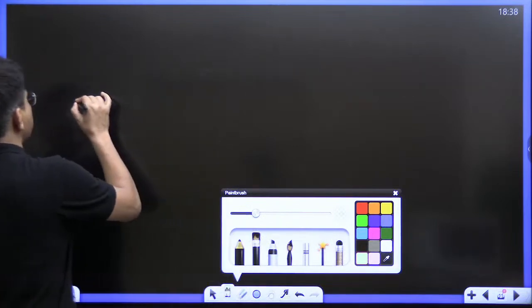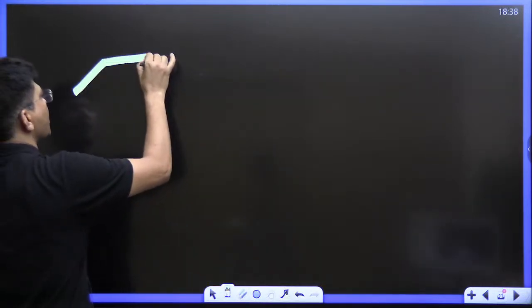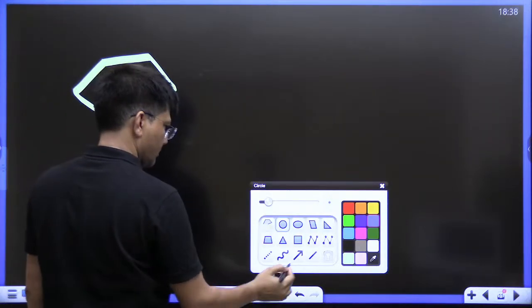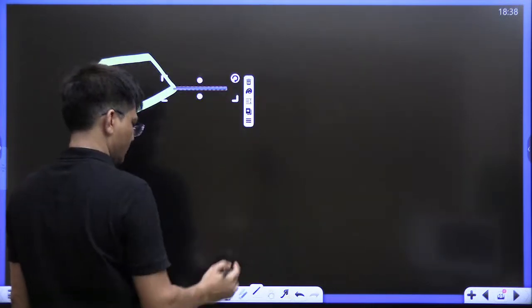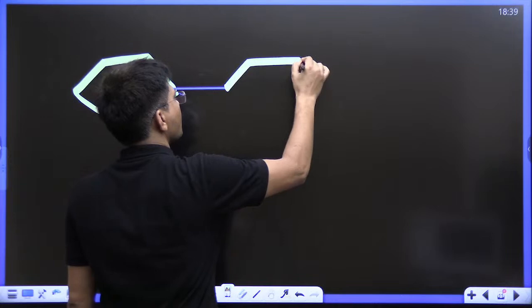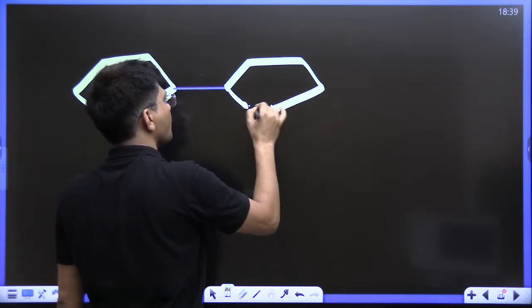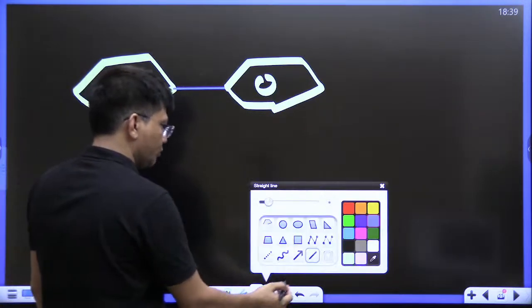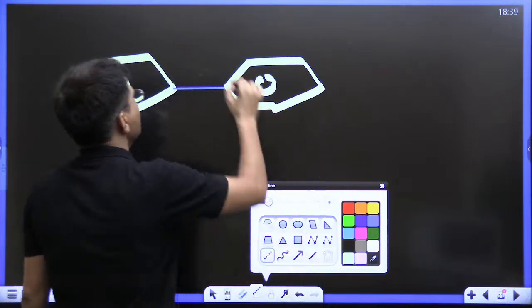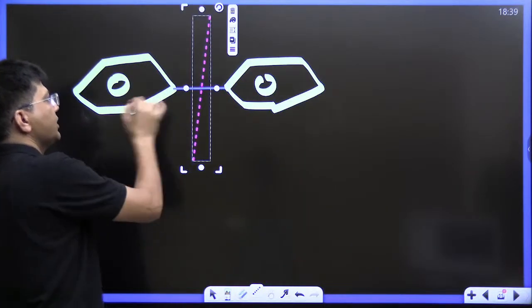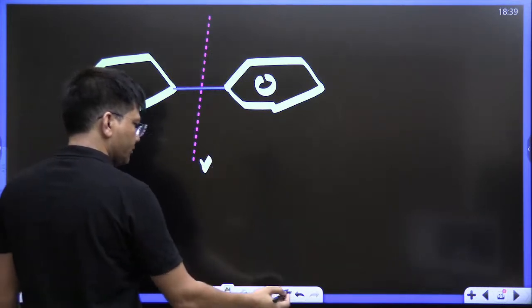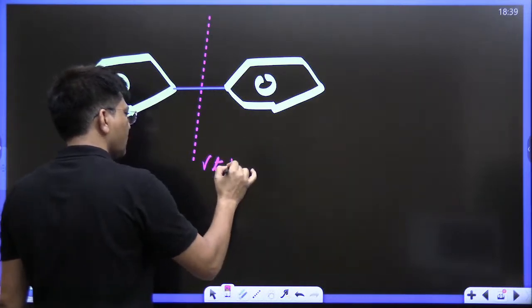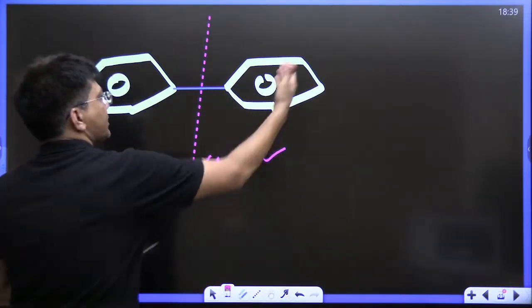If I draw one compound like this, just try to focus on this compound. This compound is having a plane of symmetry. We can divide this compound in two equal parts from here. This is a vertical plane of symmetry. Or we can cut it like a sandwich.